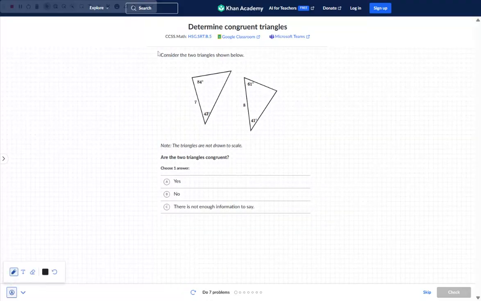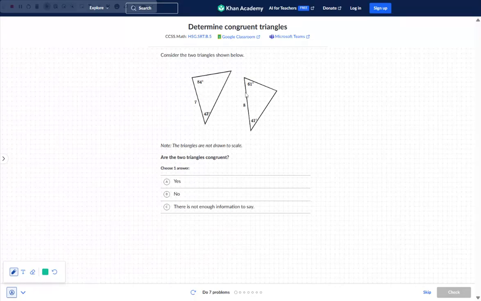All right, let's see what's happening. So we've got, consider the two triangles shown below. We've got two triangles, and note the triangles are not drawn to scale, important information. Thank you for that information. So we're starting off by just scanning, looking: is there anything that's congruent? Any information that they both share?